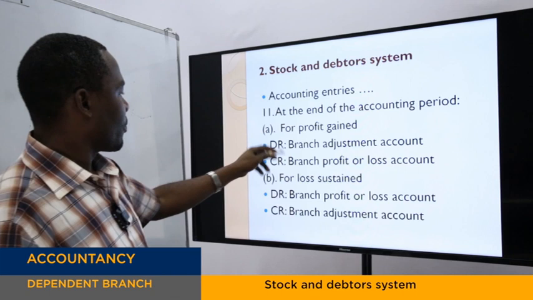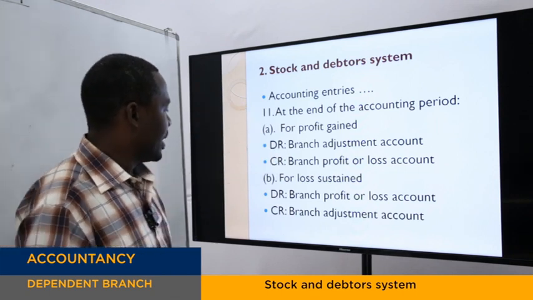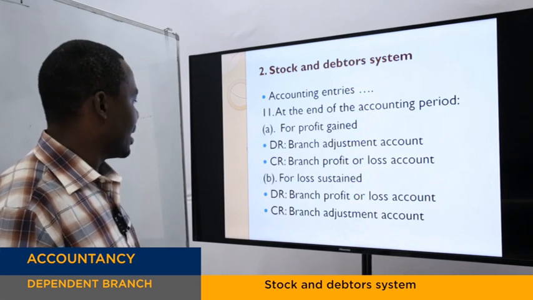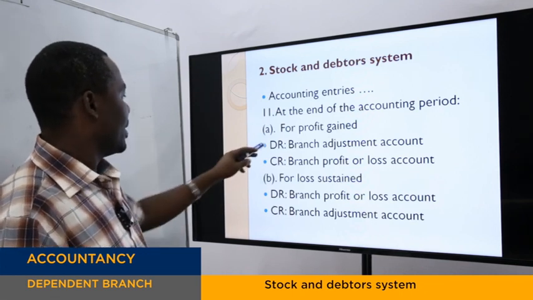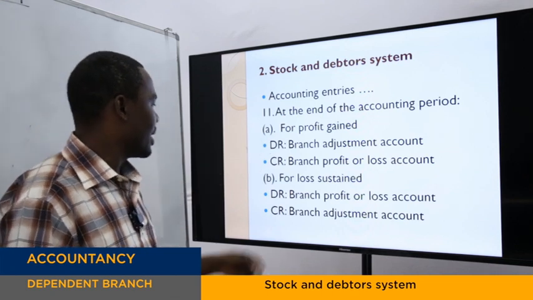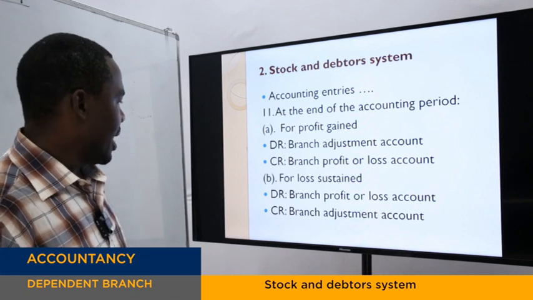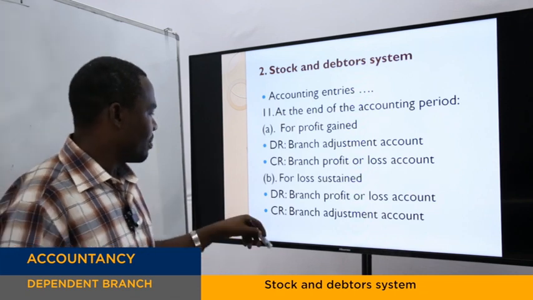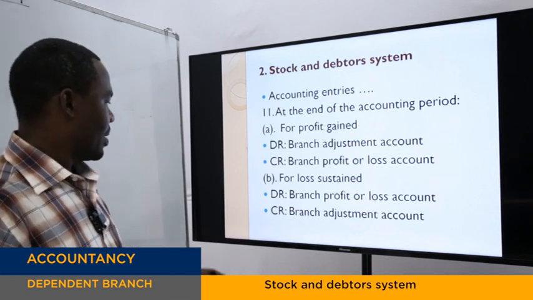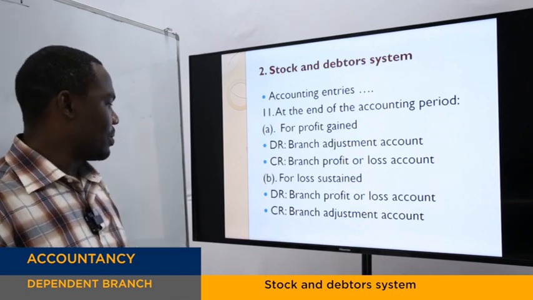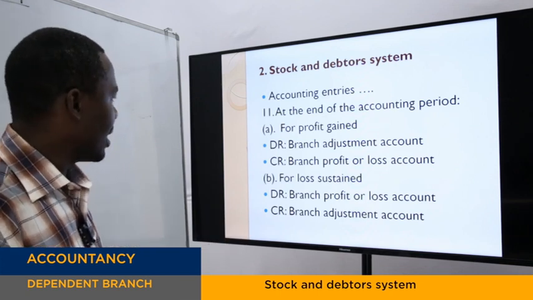Then for this particular case, in the branch adjustment account, if there is gain, we debit the branch adjustment account and we credit the branch profit or loss account. But if there is loss, automatically the impact will be in the branch adjustment account, where we debit the profit or loss account and we credit the branch adjustment account.